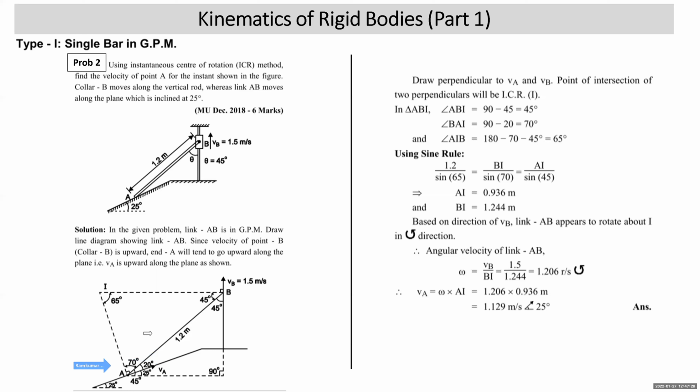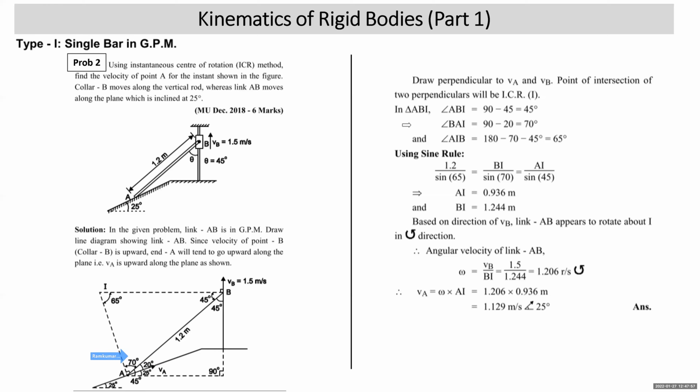90 minus 25. This is 45. So this angle is again 45 because we have drawn BI perpendicular to VB. This is 45, this is 70. 45 plus 70 is 115. Right? This angle will be then 180 minus 45 minus 70. That comes out to 65. Then in this triangle ABI, we can apply the sine rule. When we apply the sine rule, 1.2 upon sine 65, BI upon sine 70, AI upon sine 45.